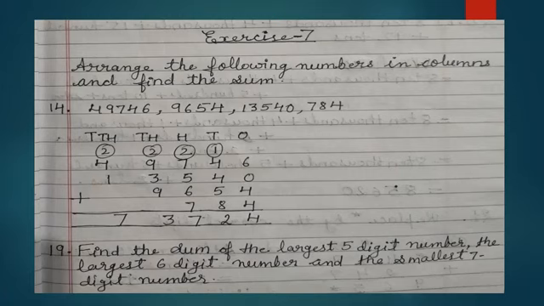So first you have to add the ones place numbers, that is 6 plus 0 plus 4 plus 4, we get 14. So write 4 in the ones place and carry over 1 to the tens place. Then you have to add the tens place numbers, that is 1 plus 4 plus 4 plus 5 plus 8.